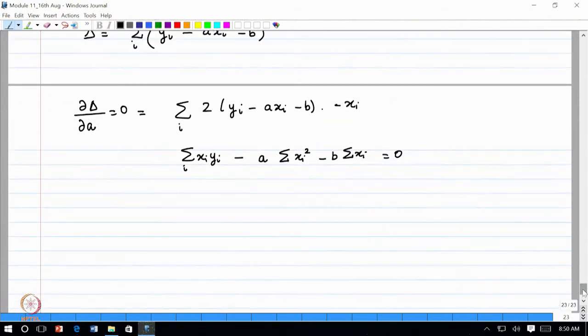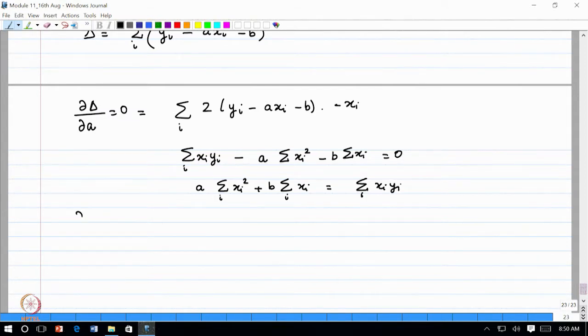So, I just wrote it in this way. In other words, you will get A times sum over I x I square plus b times sum over I x I is equal to sum over I x I y I.